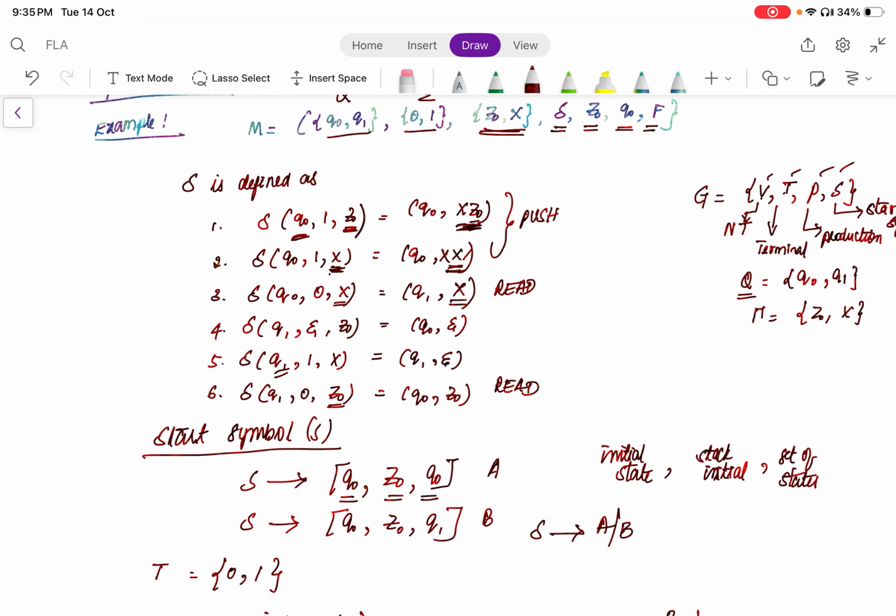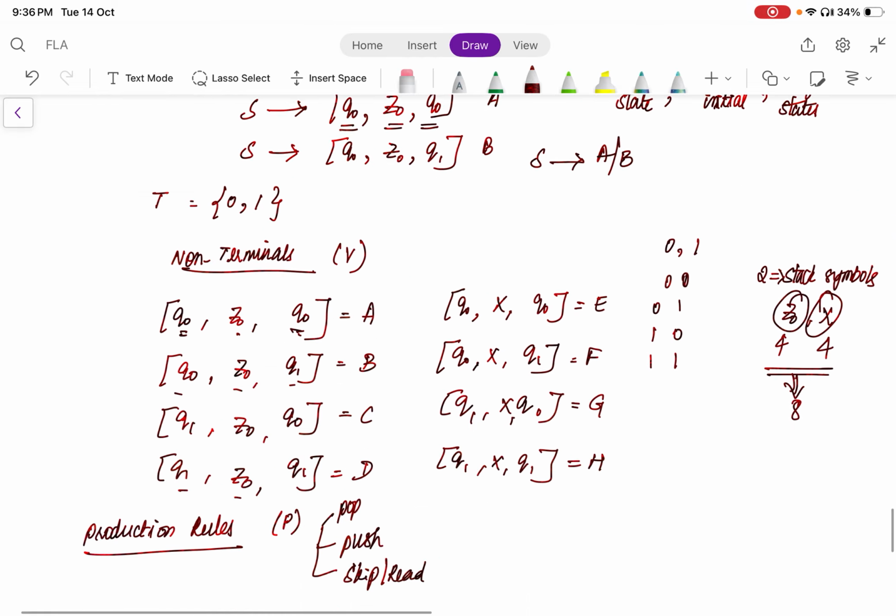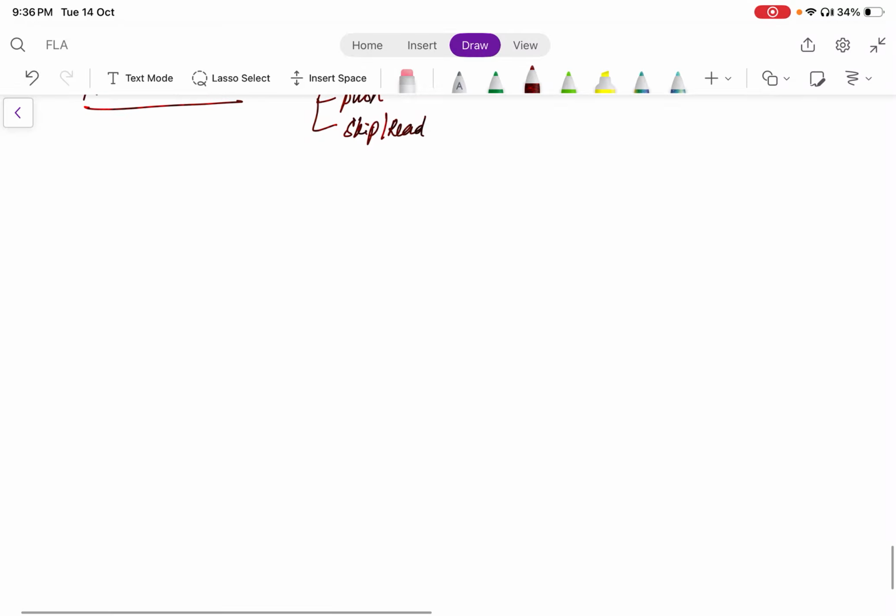Okay, these two are push operations. If you have epsilon at the end, then those are pop operations. So this is how you identify push, pop, and read. You have two push operations, two read operations, and one pop operation. You have to write a production rule for all of them. First, let's write for push.